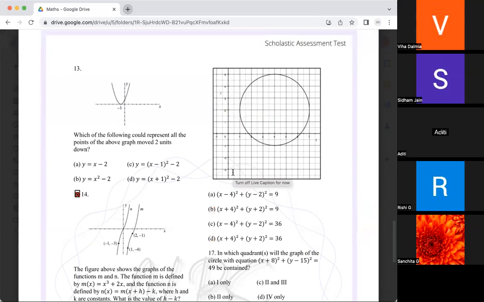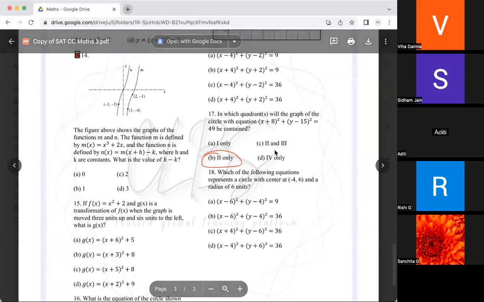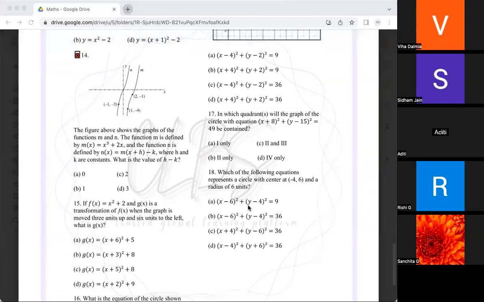I hope it's clear, everyone. Cool. 17. Tell me. Option 2. Rishi, what did you get? Ma'am, 2 as well. Viha? 2. Siddham? 2. Yes, perfect. 2 is my answer. Any doubt, please let me know. You can also draw it to cross check.